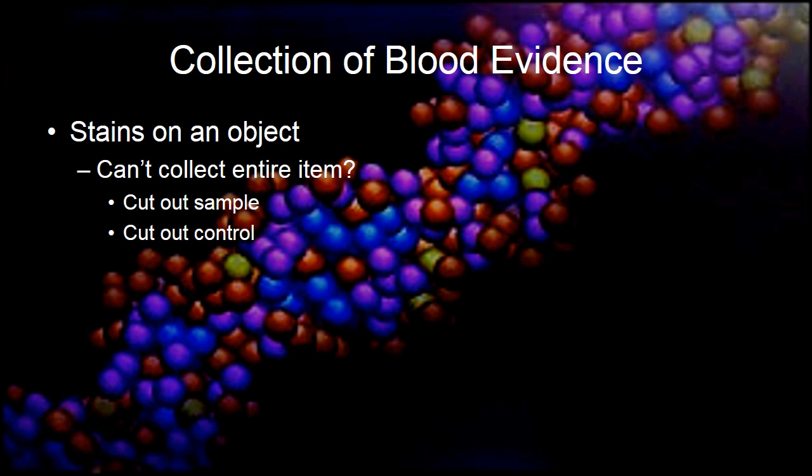If we can't collect an entire item, so if it's like a carpet from a house, we'll cut out a sample, and we'll also cut out a control. So we'll go to where we know there was not a blood stain somewhere in the carpet and collect that.